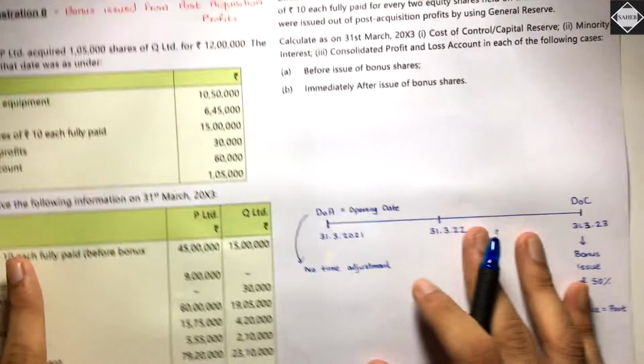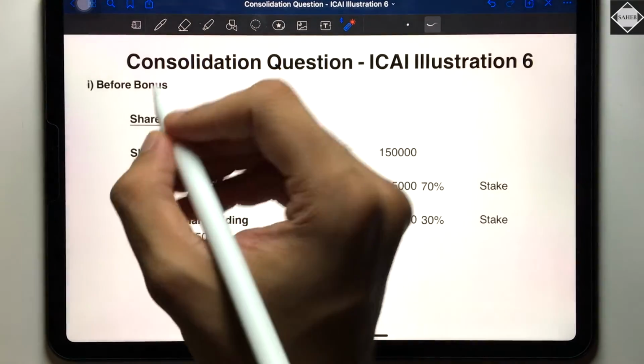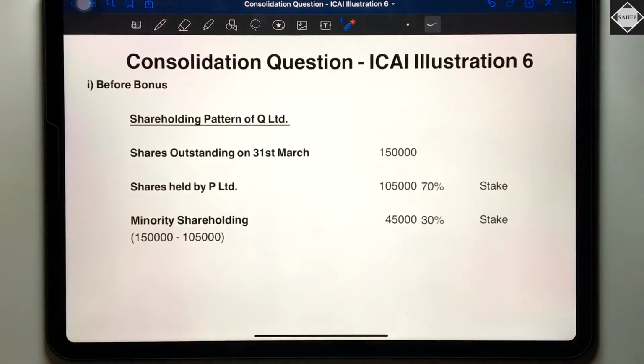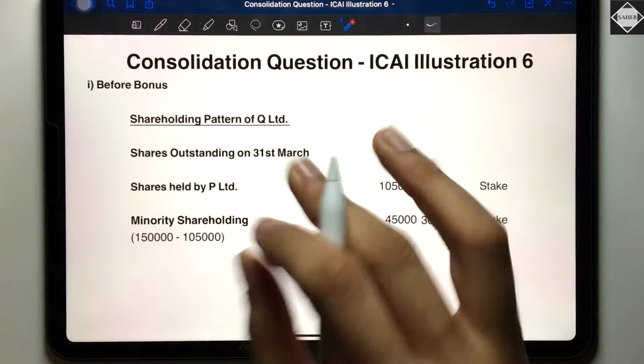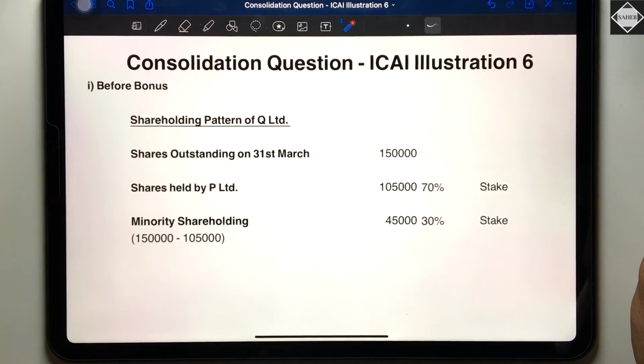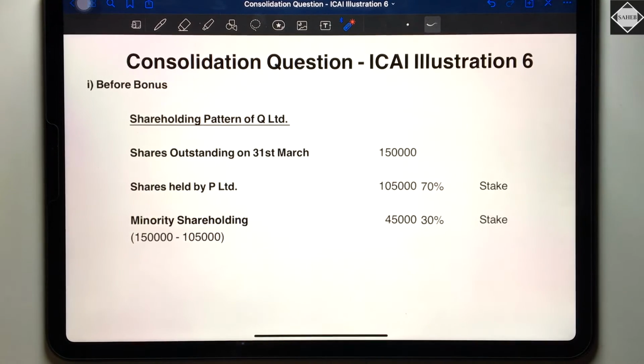Okay, let's start. Now see, here we have the solution. Let's start with the first case, that is before the bonus issue, which means you have to completely ignore the bonus. Solve the question as if bonus never happened. Okay, fine. The first thing you do is you prepare the shareholding pattern of subsidiary company.